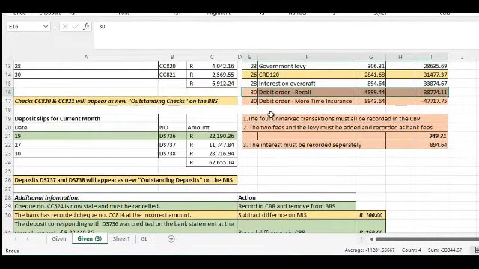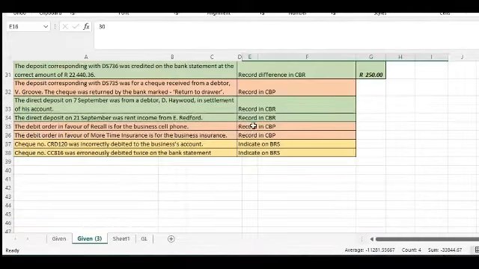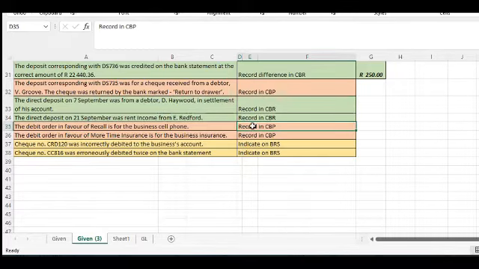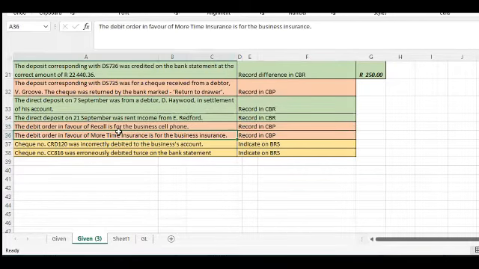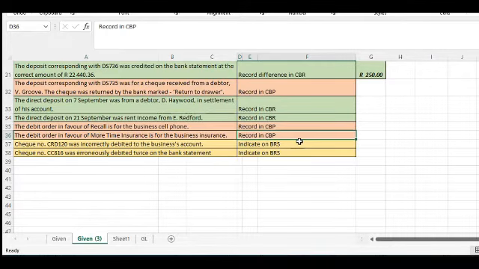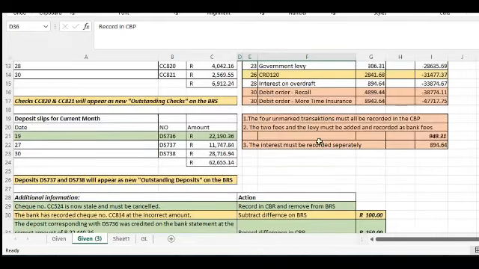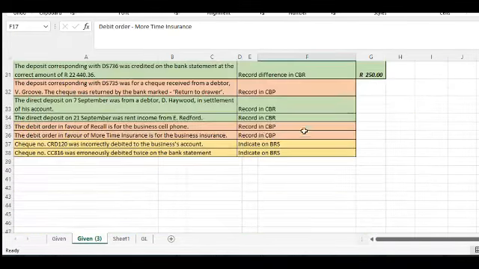Okay, we only picked it up in the bank statement, and so we now record it in our cash book payment. Same thing, there's a second debit order here in favor of more time insurance for business insurance. We pick it up in the bank statement and we must record it in our cash book payment. Okay. Then they say to us, check number CRD 120 was incorrectly debited to the business account.